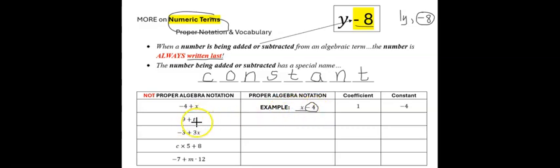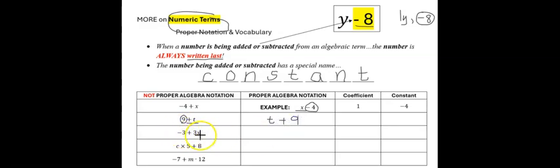This one right here, 9 plus t, the numeric expression or constant, 9, needs to come at the end and the t needs to come in front. So we start with the variable terms first and we end with our constants.